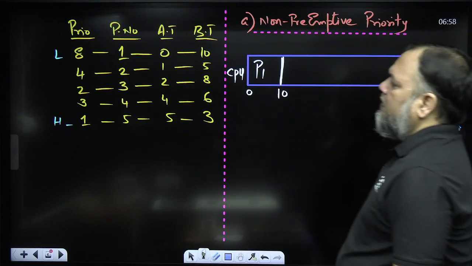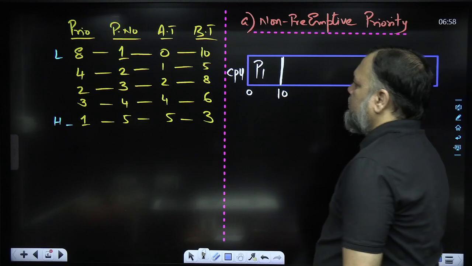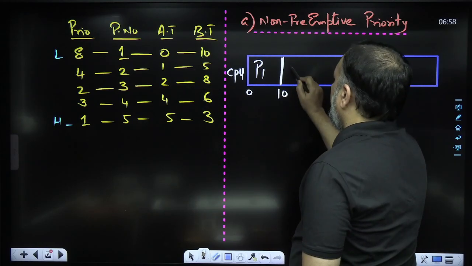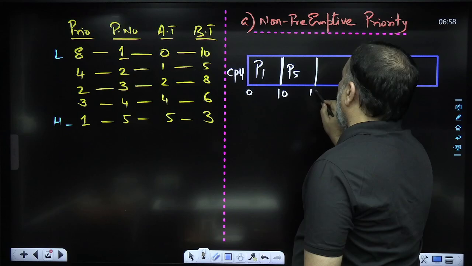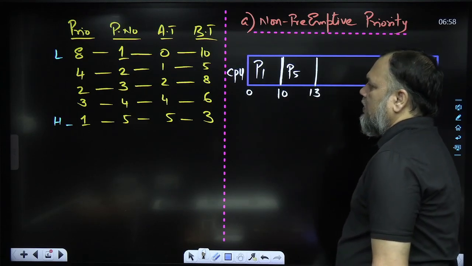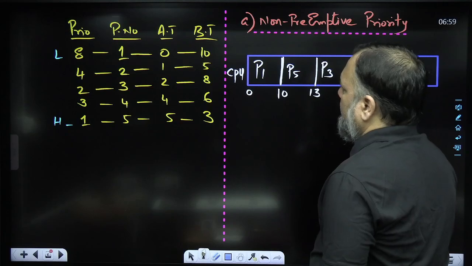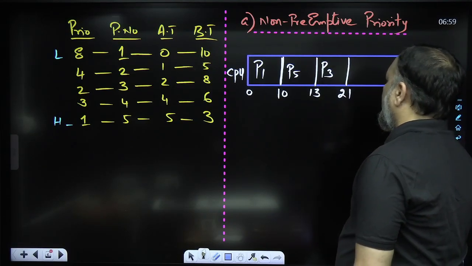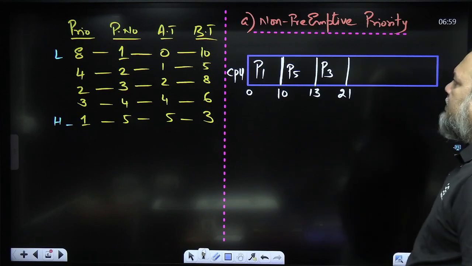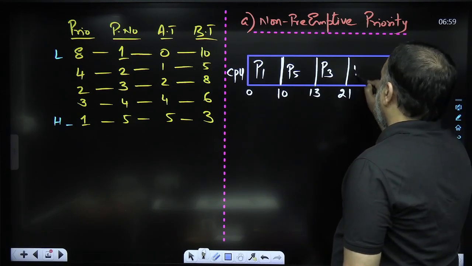By this time, all the remaining processes have made their entry. Among them, the one having the highest priority is P5. P5 needs a burst of 3 units, so it is going to complete at time 13. This will be followed next by P3. P3 needs a burst time of 8 units. So 13 plus 8, 21. Is it not? And after P3, which has a priority level of 2, I will schedule P4 next.